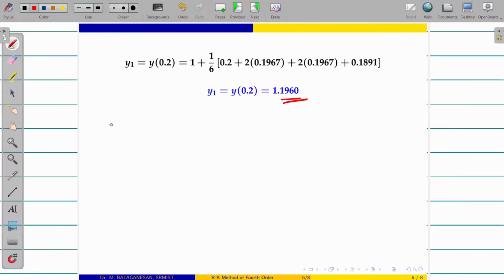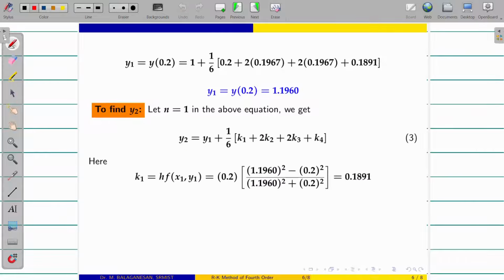Now we have to find Y2. To find Y2, what I have to do for that? Let n equal to 1 in the entire formula. Y2 is equivalent to Y1 plus 1 by 6, K1 plus 2K2 plus 2K3 plus K4. Take that as the next equation, number 3. In this one only we have to substitute all the values of K's now. So that's why I have named it as equation number 3.